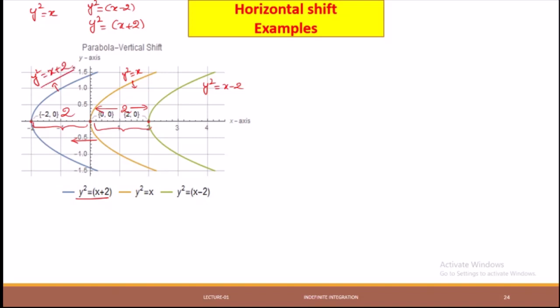Hope you have understood this horizontal shift graphical transformation. I think in the name there is a correction. This must be horizontal shift. Okay, here is the next example.